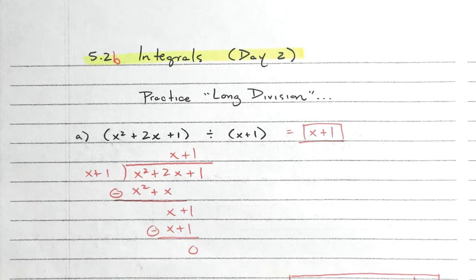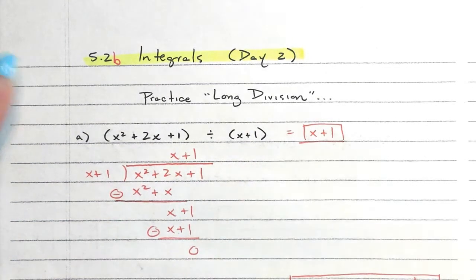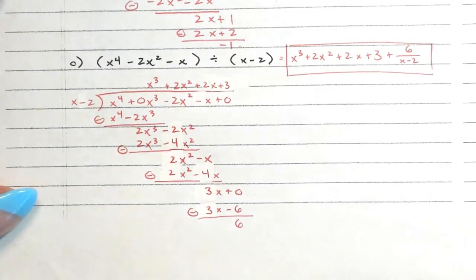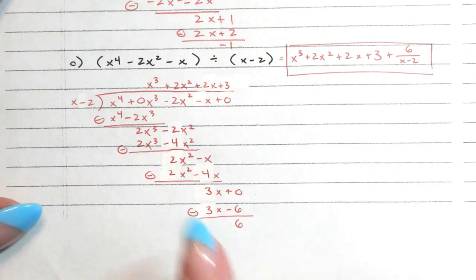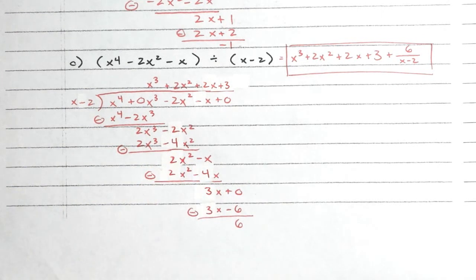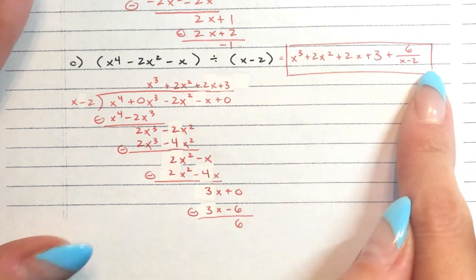Okay, so 5.2b, day 2 of integrals. So this is like our more serious day of integrals. We talked about long division of polynomials. So we did this one together, and then we did this one together. And then here is the complete solution for C. So you can tell I made mistakes, just like sometimes you make mistakes. So our final answer was that.